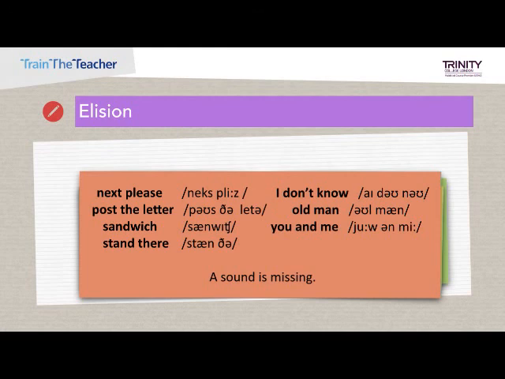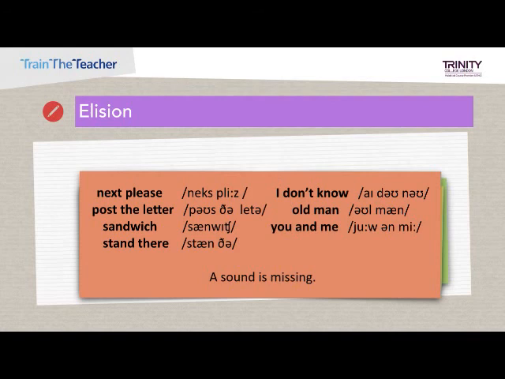You may have seen that there's a sound missing. So when we quickly and naturally say, next please, the t in next isn't really pronounced. Nor is the d sound in stand when we say, stand there.